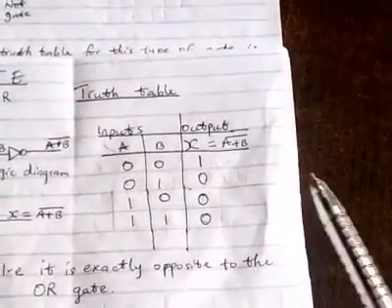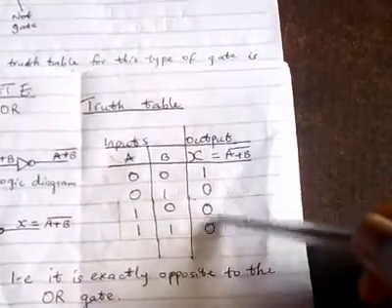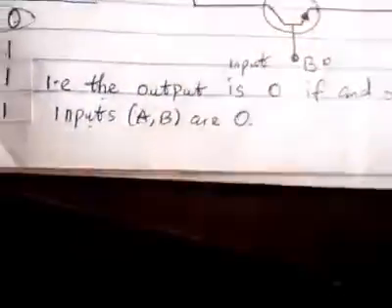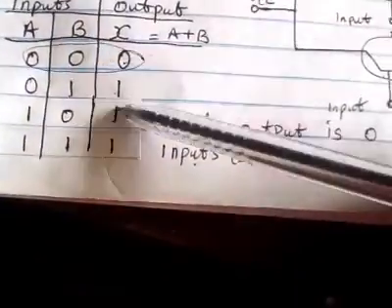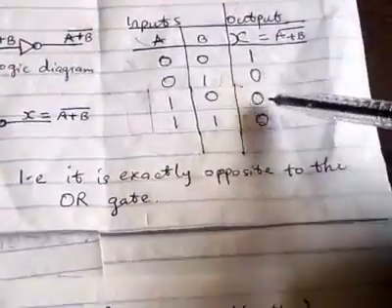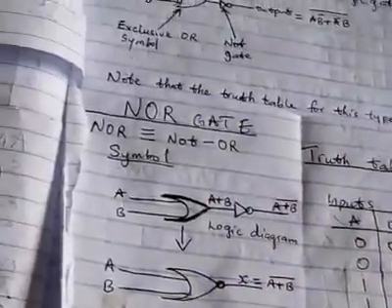And for the truth table, all we have is just the inverse of the OR gate. For the OR gate, what we had was 0, 1, 1, 1. But for the NOR gate, we are having 1, 0, 0, 0. So it's just the inverse of the OR gate.